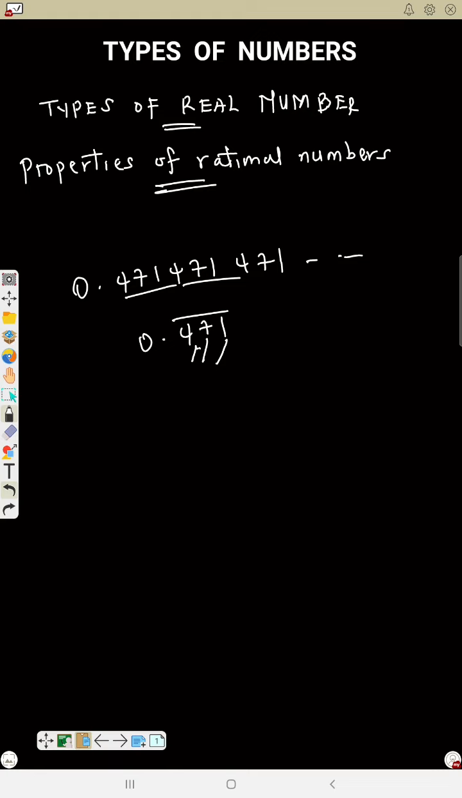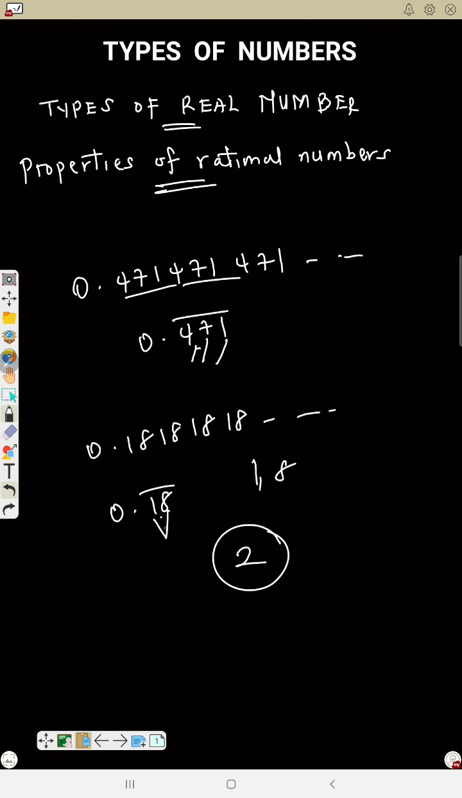If I have 0.18181818, continuing, I can shorten this as 0.18 with a bar. The numbers repeating here are 1 and 8. So the periodicity here is 2, meaning 2 numbers are repeating like that. That is periodicity.